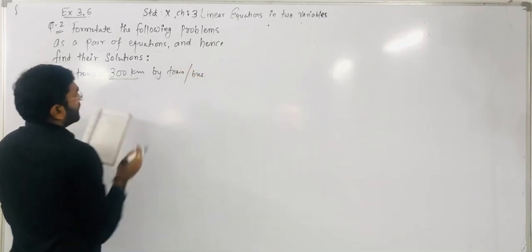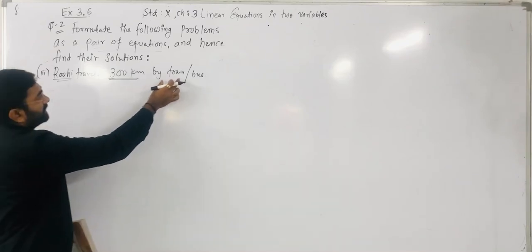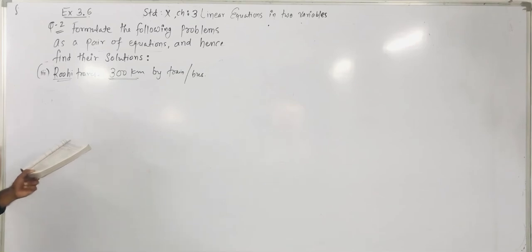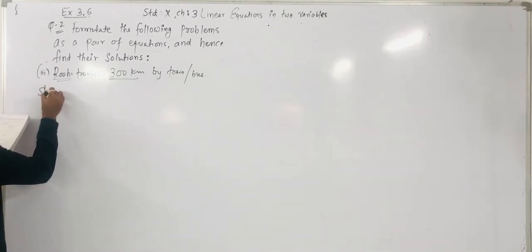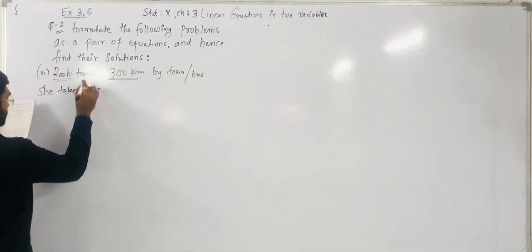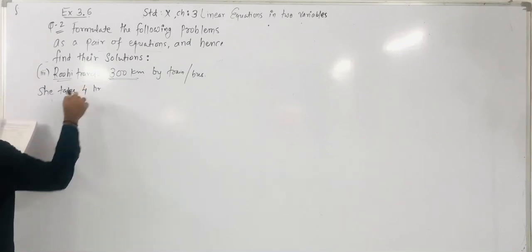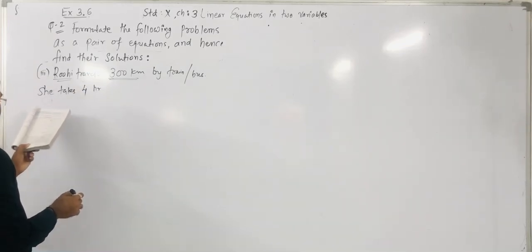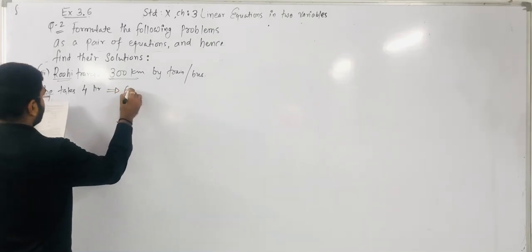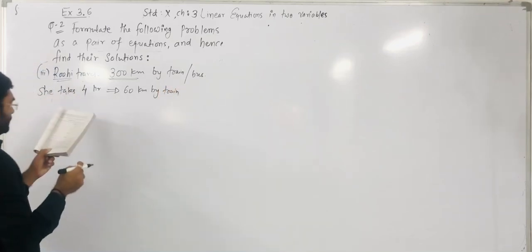Okay, she has two options. Some one part is traveled by train and the remaining part is traveled by bus. Okay, so in the first case, she takes 4 hours. She takes 4 hours if she travels 60 kilometers by train and the remaining by bus.